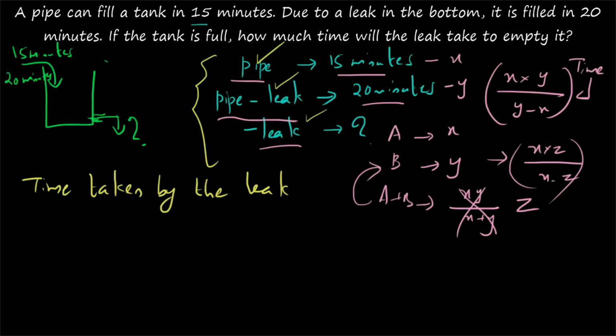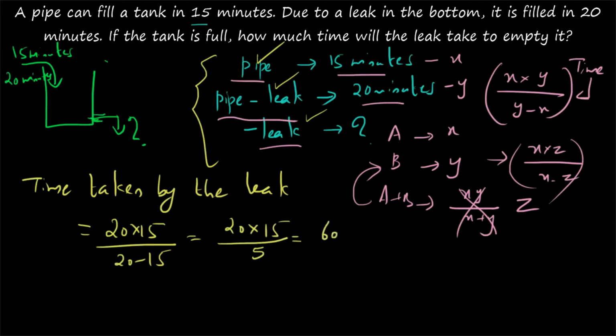So what is the time taken by the leak alone? It will be the product of the times divided by the difference of the times. So 20 into 15 divided by 20 minus 15, which gives you 20 into 15 divided by 5. So 15 fours are 60 minutes. So 60 minutes will be the time taken for the leak to empty the tank.